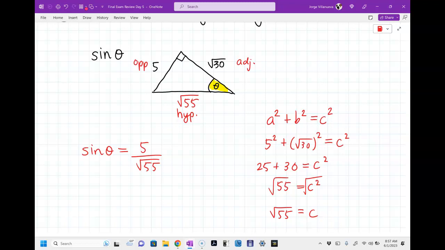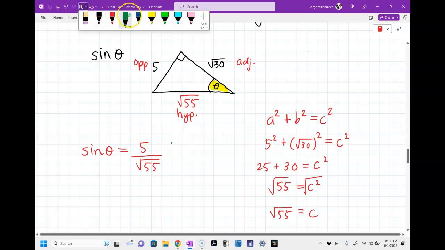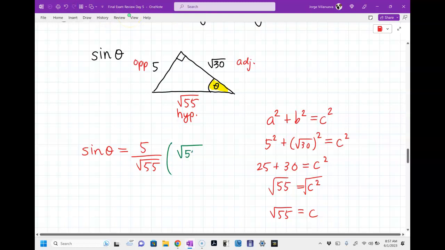Now, let me just double check. I think on your calculator, if you literally type 5 over square root of 55, if you're using one of the calculators that you borrow from me, and hit enter, it actually simplifies it for you. It puts square root of 55 over 11. So it does it for you. But just in case, always good to do this by hand.